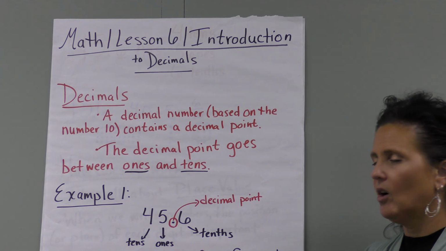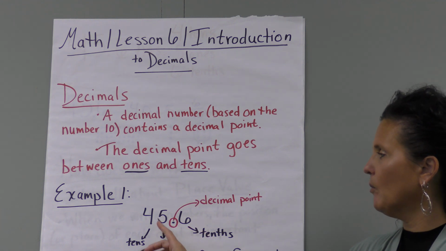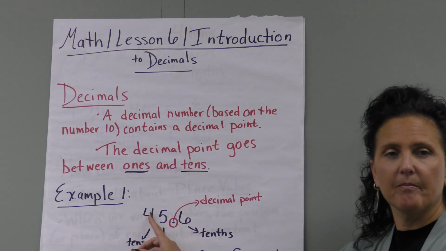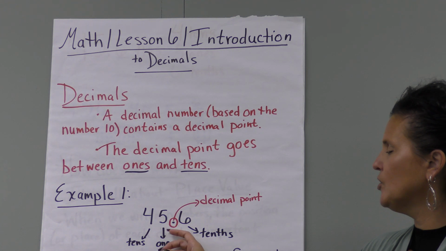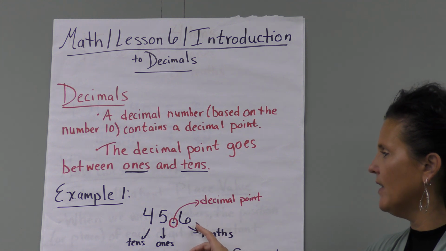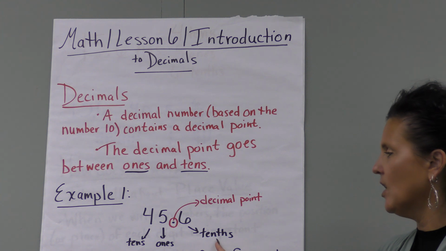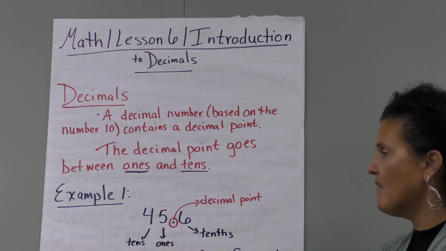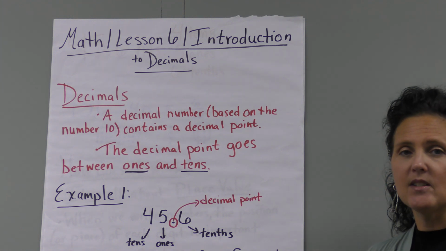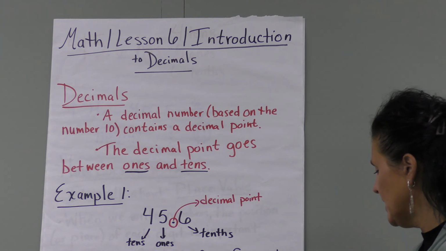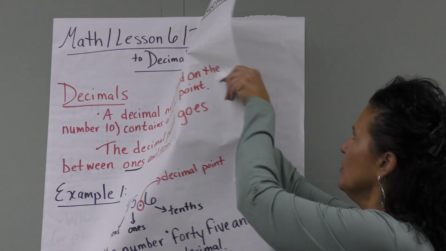In our example here, we have 45.6. So when we look, we have a 4 in tens place, a 5 in ones place, then here's our decimal point, and to the right of the decimal point, this is what's called tenths place. So our 6 is in tenths place. When we read this number, we would say 45 and 6 tenths. So that's how we read a decimal. So we're going to learn more about reading decimals and identifying those. And then next time we'll look at how we count money using decimals.